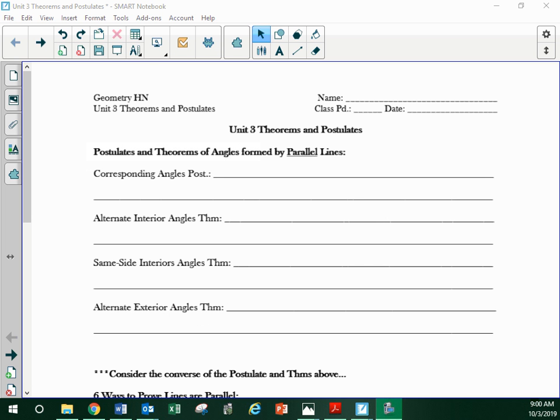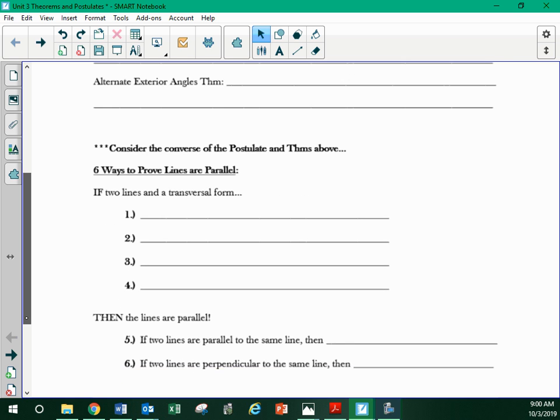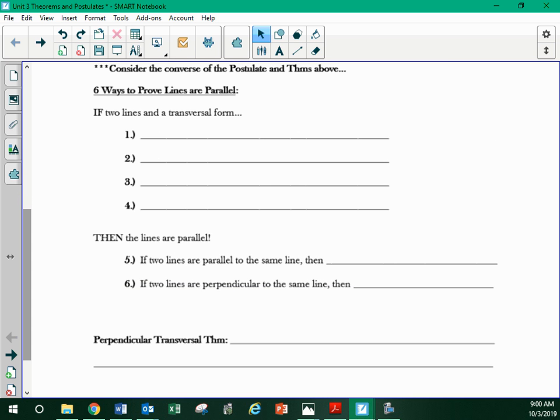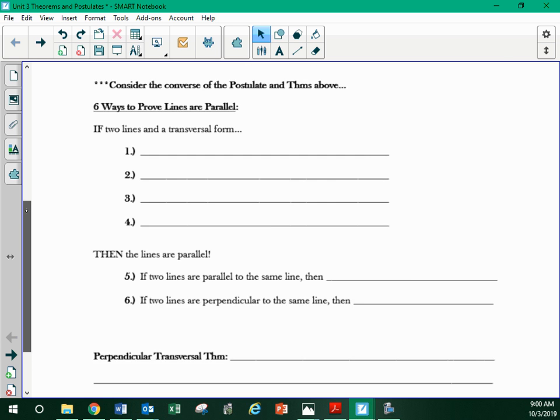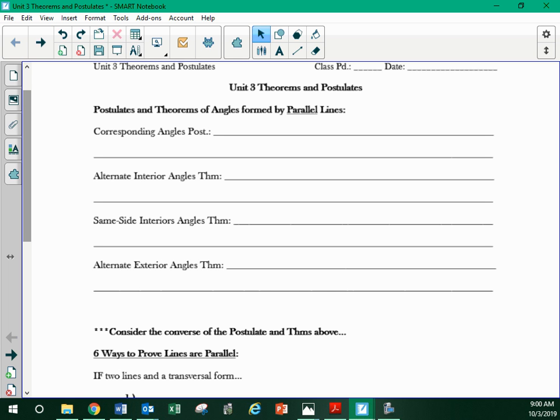Okay, so now that we've taken a look at our vocabulary and our homework, our unit 3 is parallel and perpendicular lines. Today we're focusing on parallel lines, and we have four theorems and postulates that we're going to be looking at today. And then we have converses of those and then a couple extras, so we're not looking at all of these today. By the end of the unit, all of your theorems and postulates will be on this page here. So we're going to take a look at our first chunk today and then do some problems with that.